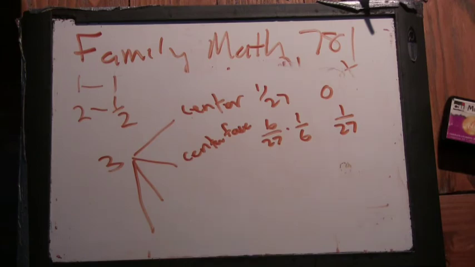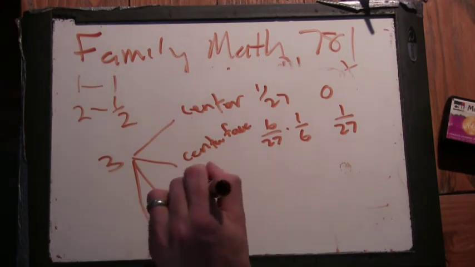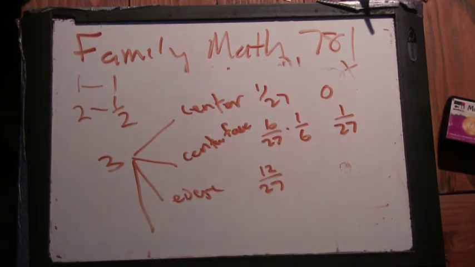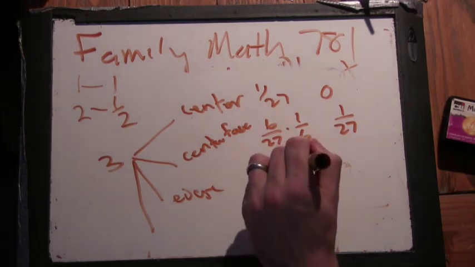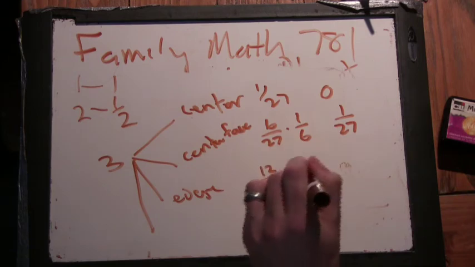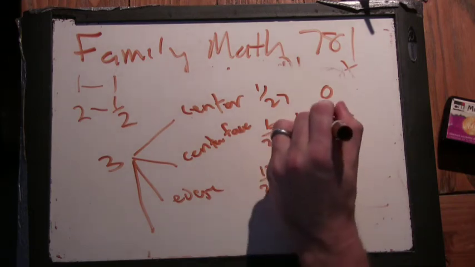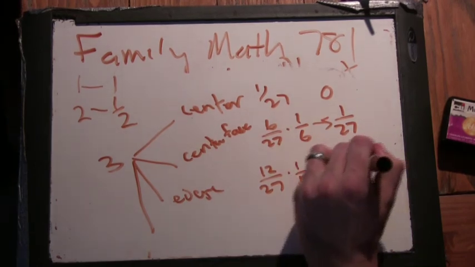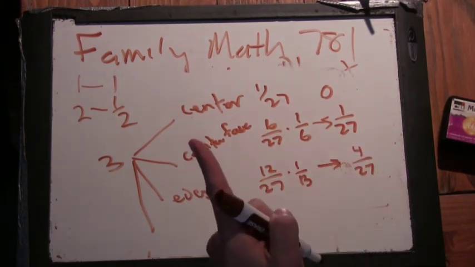And then the edge pieces. There's 12 of those. So 12 out of 27, and then it goes times a third, 2/6, 1/3. So that would cancel. That gives us 4 over 27. Okay, and then you do the last case?